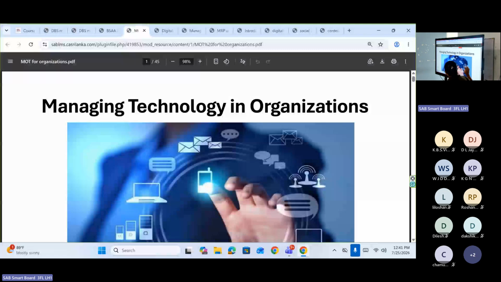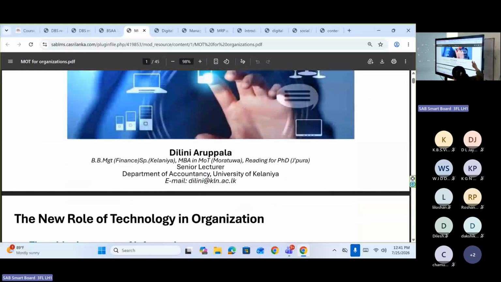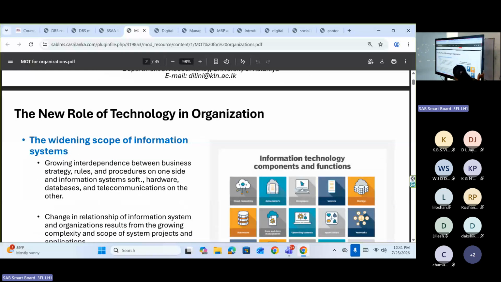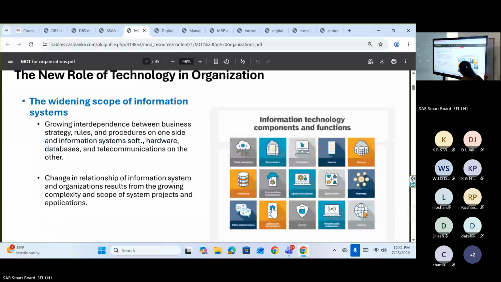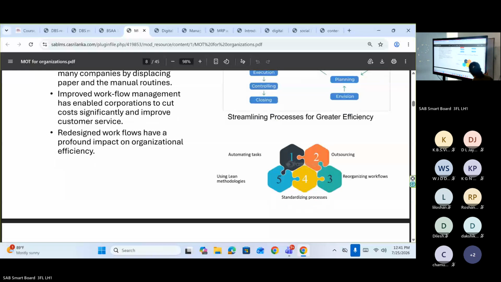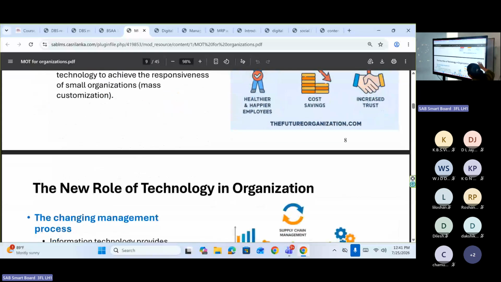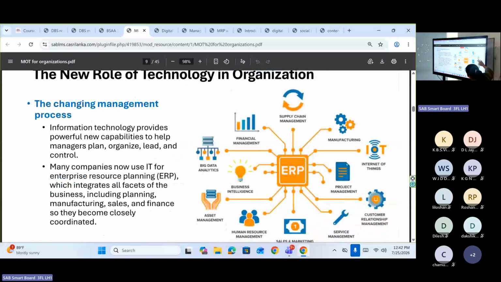And the second lesson that we discuss is about managing technical organizations. Again, we discuss a lot of things about how we use technologies within organizations. And to support the discussion of lesson one, this lesson provides more facts for you about using technologies at organizations. So the role of technology in organization, how technology supports organizations in general, the new role of technology.